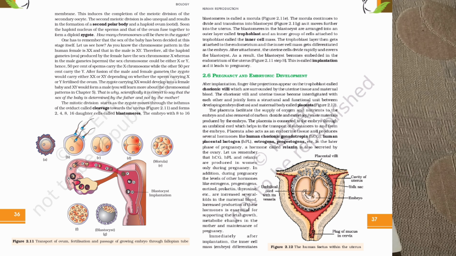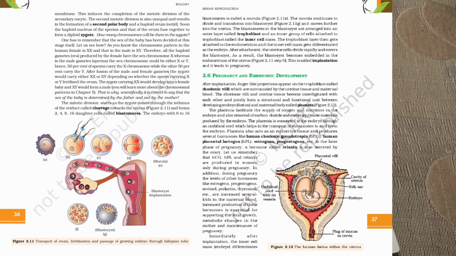One has to remember that the sex of the baby is decided at this stage itself. Let us see how. As you know, the chromosome pattern in the human female is double X, or XX, and that in the male is XY. Therefore, all the haploid gametes produced by the females have the sex chromosome X, whereas in the male gametes, the sperms, the sex chromosome could be either X or Y. Hence, 50% of sperms carry the X chromosome, while the other 50% carry Y.